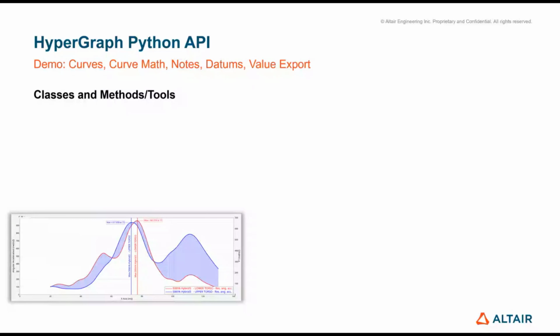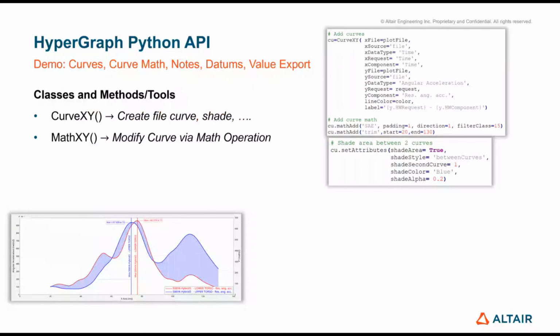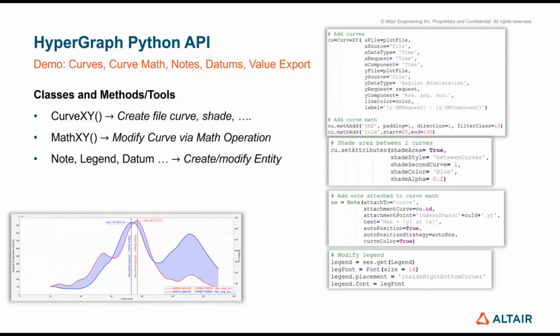So the classes we use are curve XY to create the curve and shade it, etc., the math XY class to add the math, then node, legends, datum. Here I show just node and legend. To create a node, here the legend is a singleton, so I just get the pointer and modify the font size or the datum. I can use the window class to update.